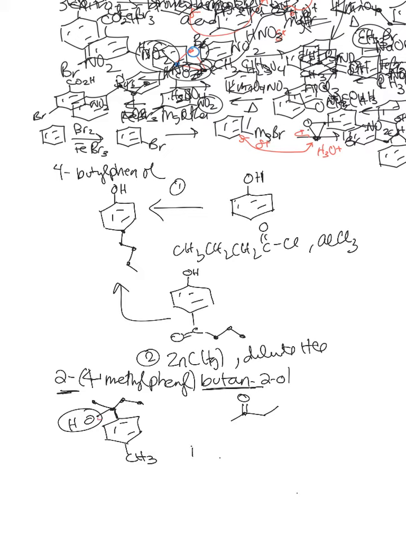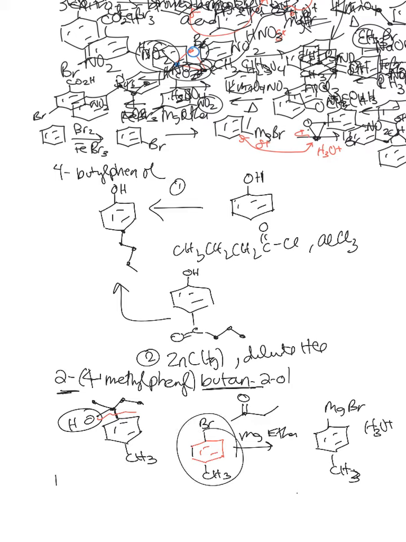And so you can imagine that this would come from, if you add that with magnesium and ether, you could do the Grignard. And so you're making a tertiary alcohol, so a Grignard and a ketone would be great. And then you'll have to quench it with some acid. And then how do you make this? Well, you have toluene to start with, and you just react this with bromine and iron(III) bromide.